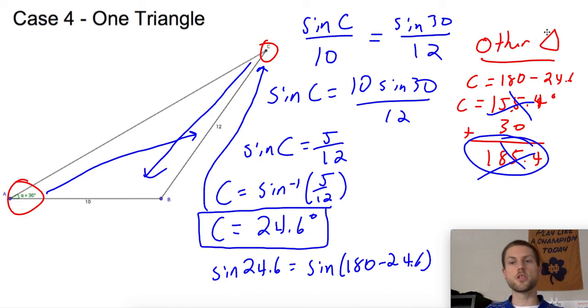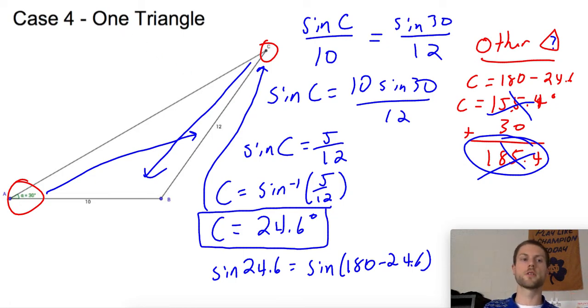So we do need to check for the other possible triangle. It might not always be the case that the other triangle works. So we have these four different cases. We could have two triangles, one triangle, or zero triangles. And whenever you have one, you have to test to see if you can create a second.